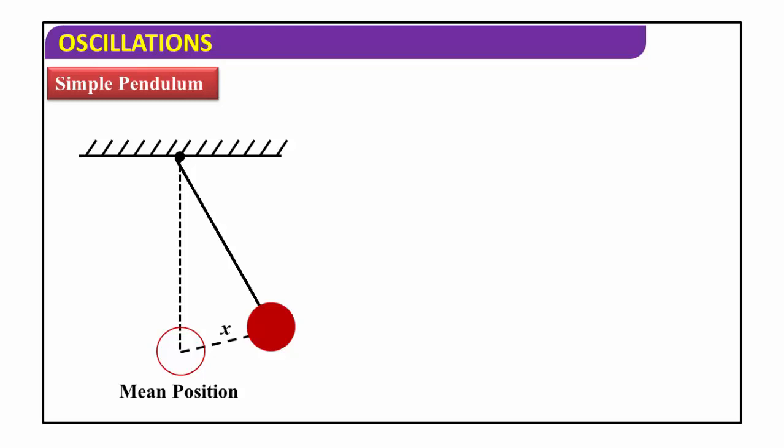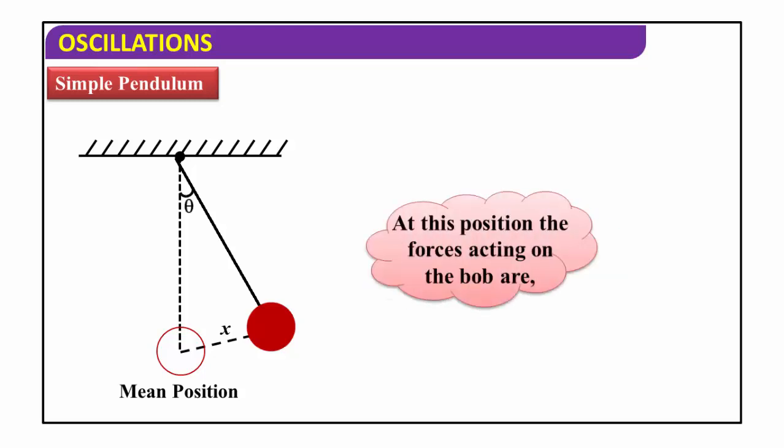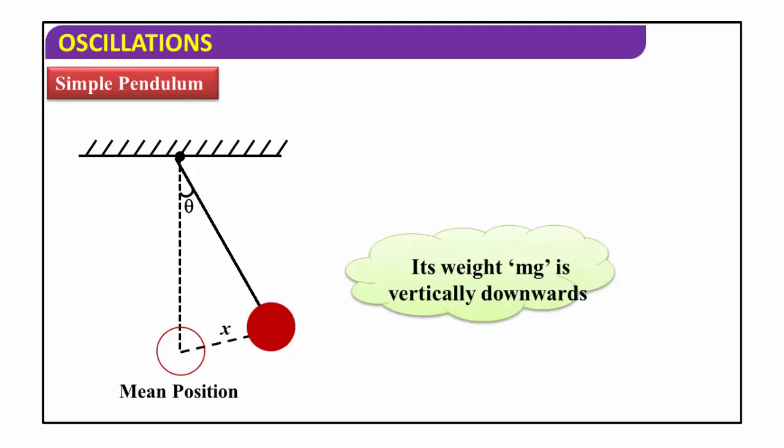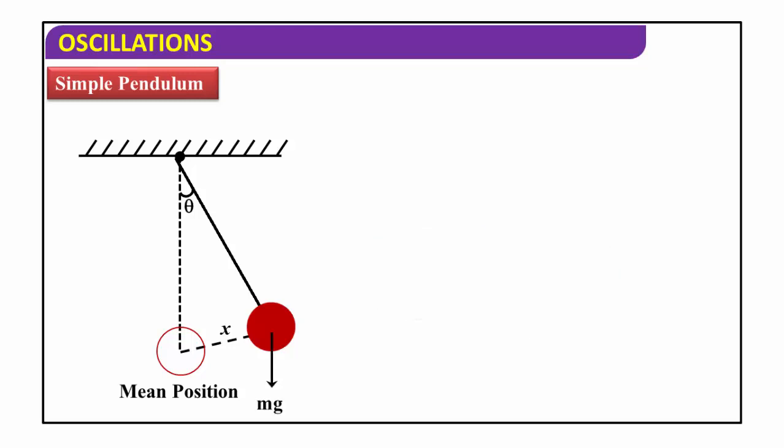But here, the forces acting on the bob at this position are the weight of the bob, that is, the mass multiplied by the acceleration due to gravity, mg, acting vertically downwards.